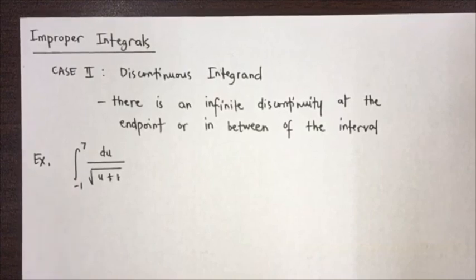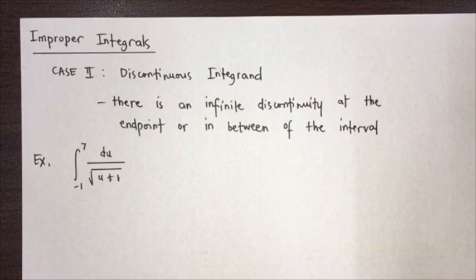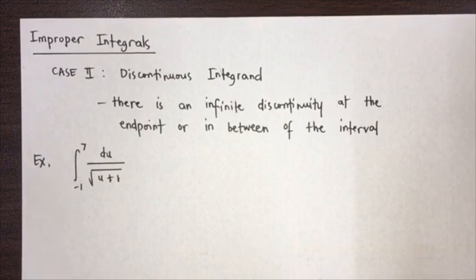Good day. For this video, we will be discussing case 2 of improper integrals. So in case 2, we have a discontinuous integrand. A discontinuous integrand is an integrand where the interval of the limits over which the integrand is being evaluated has an infinite discontinuity, either at the endpoint or in between of the interval.